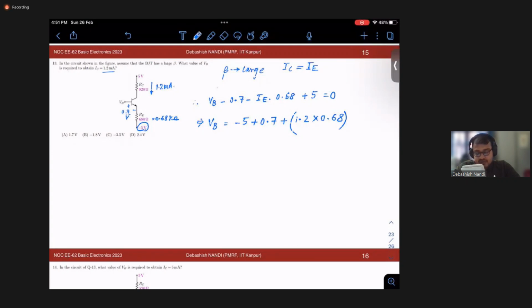Plus 0.7 minus 5. So it is coming out to be VB equal to minus 3.484 volt. So do we have any option? Yeah, this is the right answer.